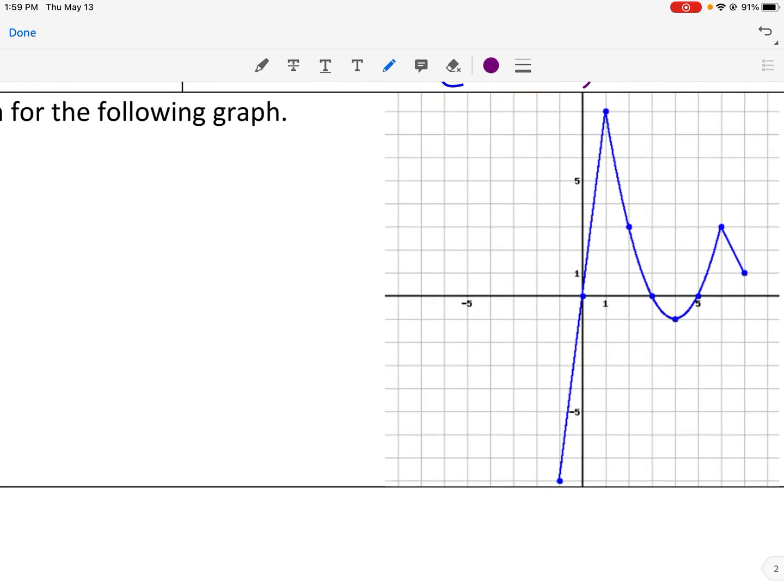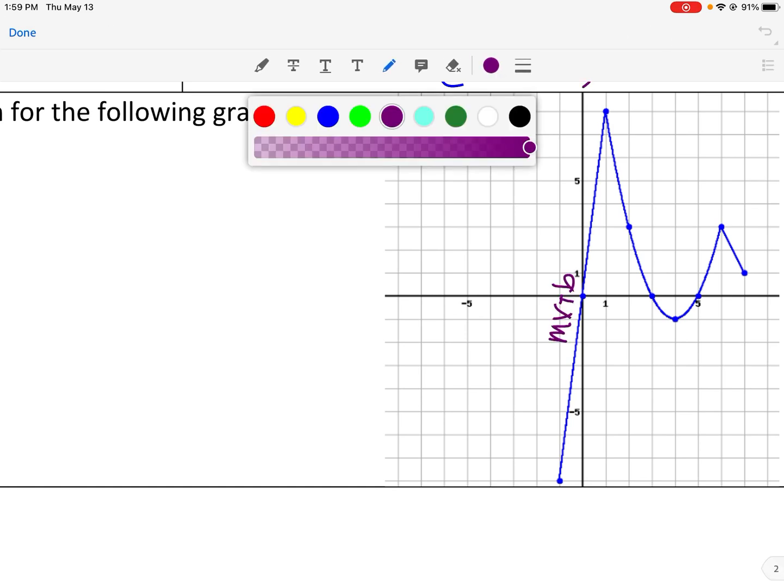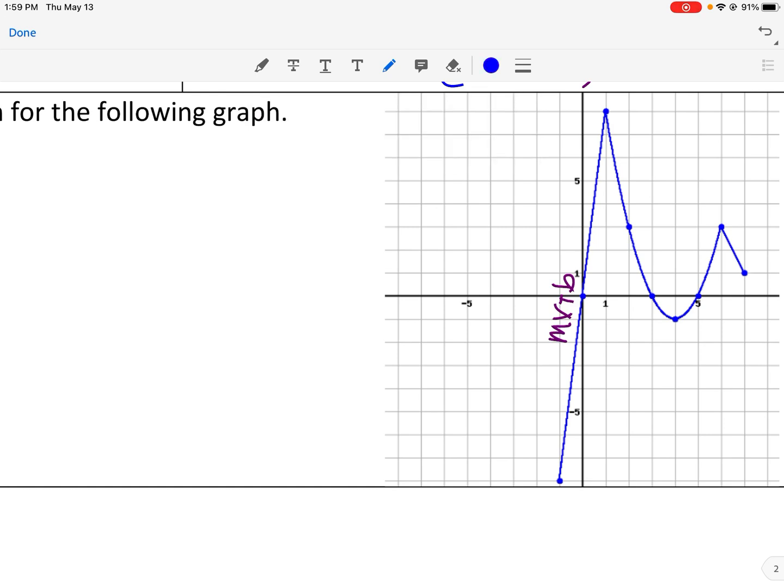And then we have our last one down here. This is in 3 pieces. So we have our linear right here. So this is going to be an mx plus b. We have the middle one, which is definitely not linear. This is some sort of x squared function. And then we have another mx plus b over here.